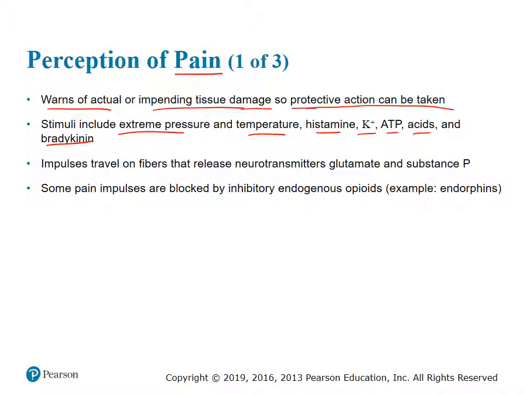The nerve fibers, or the neurons, release these neurotransmitters here, which we haven't really talked about, other than acetylcholine, right? And we won't discuss pretty much any other ones but these two, right? Substance P and glutamate are the neurotransmitters that pain impulses or pain fiber neurons will release, right? And releasing these to other neurons will then cause the perception of pain, right?